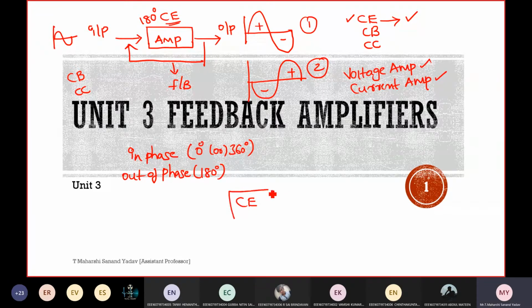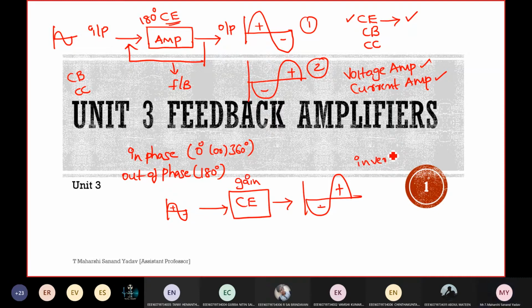Suppose I am going with CE as an amplifier and I provide this input. I'll get it inverted. Why? Because it will provide a 180 degree phase shift. This is plus, this is minus. This input is multiplied with gain, and at the same time, it will provide a 180-degree phase shift. So I'll get an inverted waveform as the output.